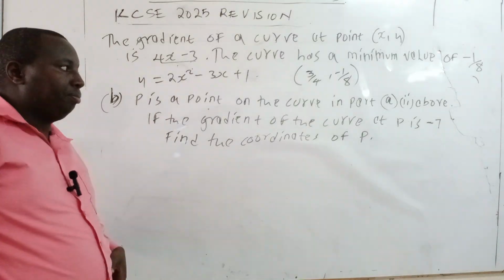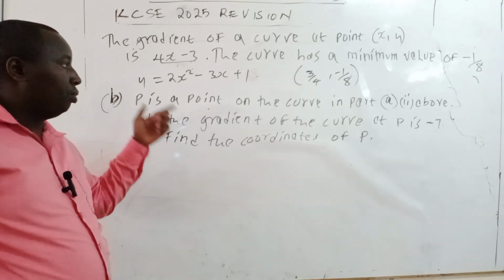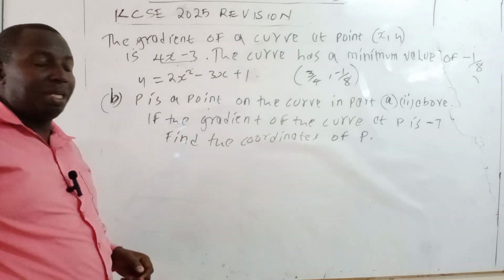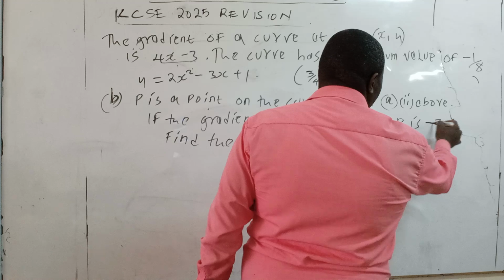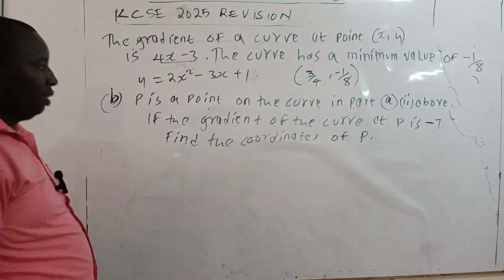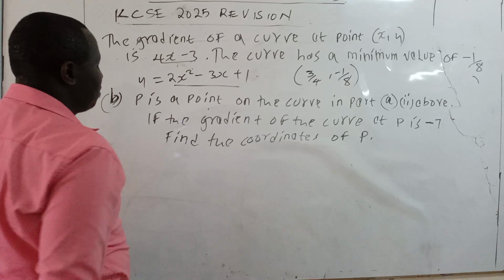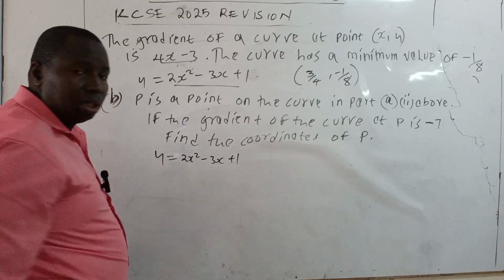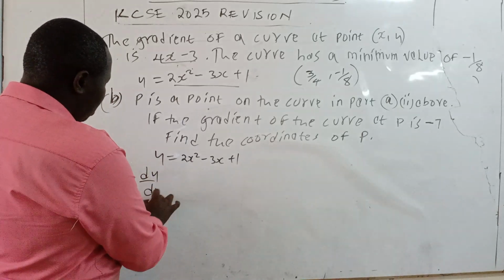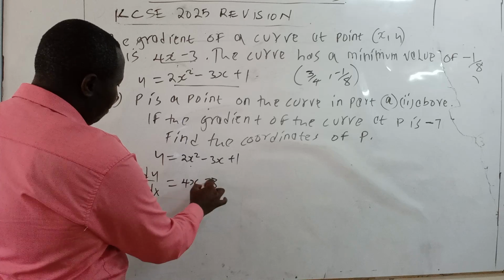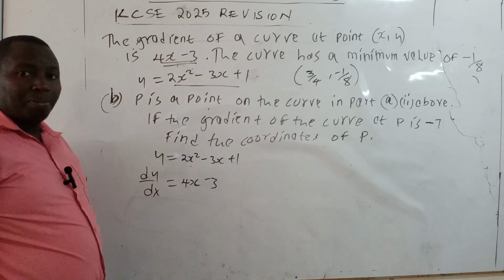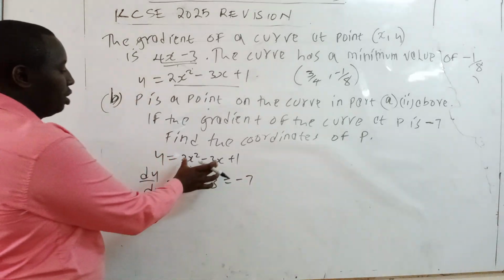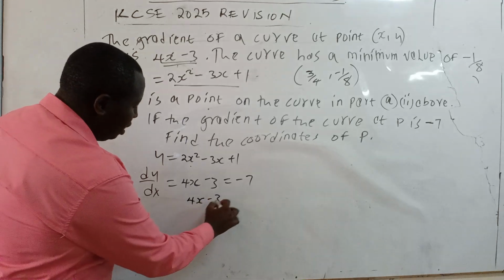P is a point on the curve in part A, Roman 2. If the gradient of the curve at P is negative 7, find the coordinates. So the gradient at this point is negative 7. What's the gradient? The y is equal to 2x squared minus 3x plus 1. So the gradient is the function that you had, dy/dx, which is 4x minus 3. Remember we had this one initially. But you're told at the point P the gradient is negative 7, so you equate this to negative 7. So 4x minus 3 equals negative 7.